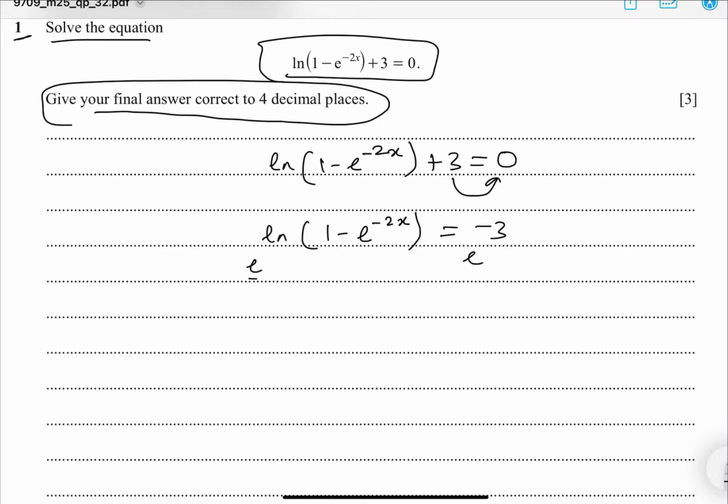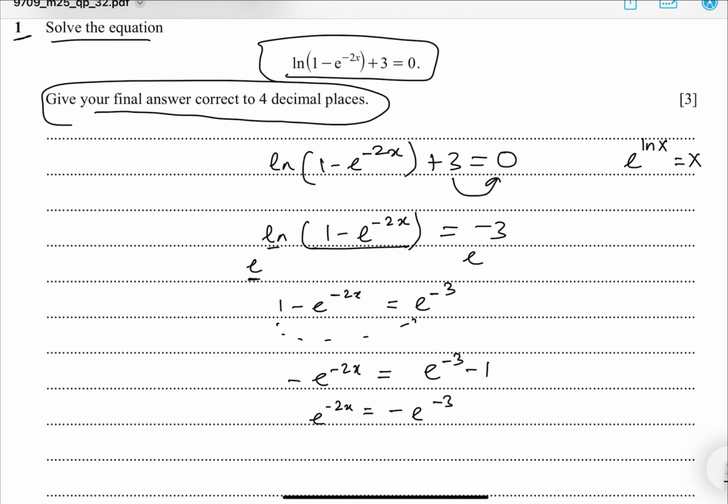We should know e to the power ln x is x. So e to the power ln of this would be this only: 1 - e^(-2x) = e^(-3). Send this 1 to the other side: -e^(-2x) = e^(-3) - 1. This is negative, so multiply everything by negative: e^(-2x) = -e^(-3) + 1.